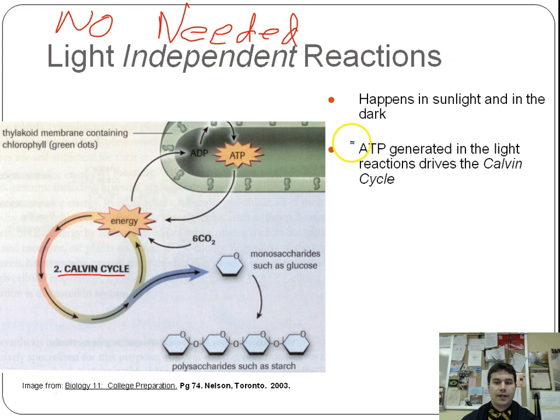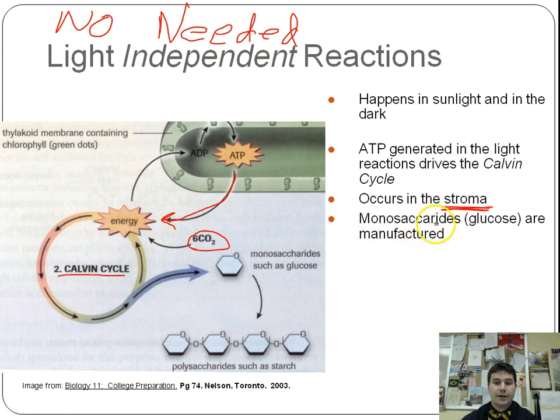So the ATP generated in the light reactions drives the Calvin cycle. So this energy actually is used up all here. So all the energy that they used up to start gets used up over here to drive the Calvin cycle, which takes this CO2 and it starts making glucose. And like I said before, this occurs in the stroma, all right? That's that connective material that actually holds those membrane thylakoids up. The monosaccharides, which are the glucose, that's this guy right here, they're manufactured in the Calvin cycle.